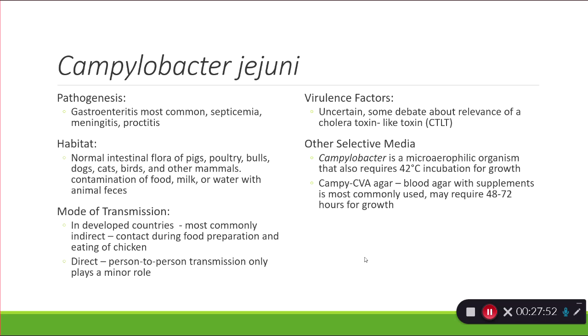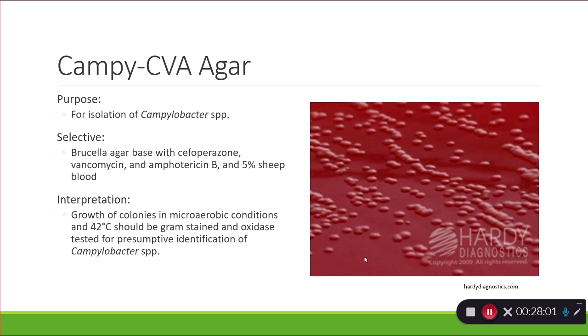Campylobacter likes to grow at 42 degrees. We can also use a Campy-CVA agar, which is a blood agar with supplements that requires 48 to 72 hours for growth. The Campy-CVA agar is a Brucella agar base with cefoperazone, vancomycin, amphotericin B, and 5% sheep's blood. The growth of colonies in microaerophilic conditions at 42 degrees should be gram stained and oxidase tested for the identification of Campylobacter.